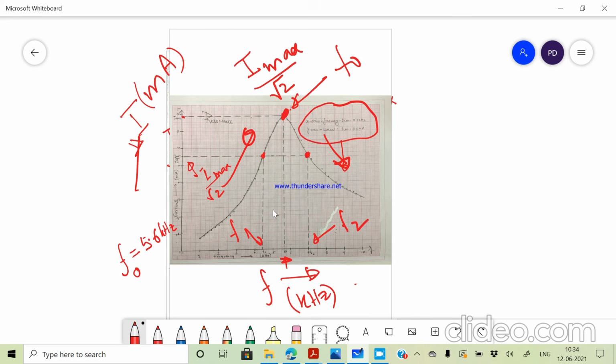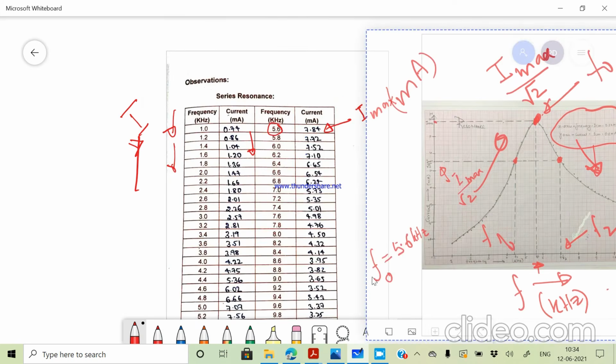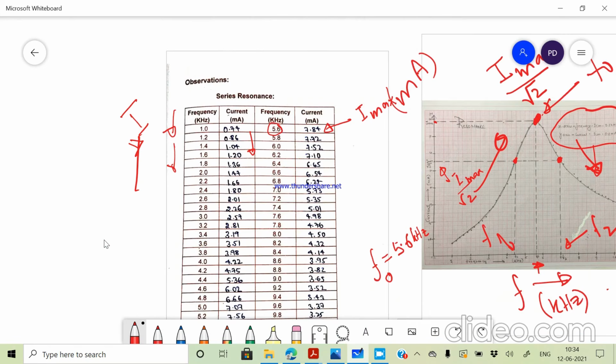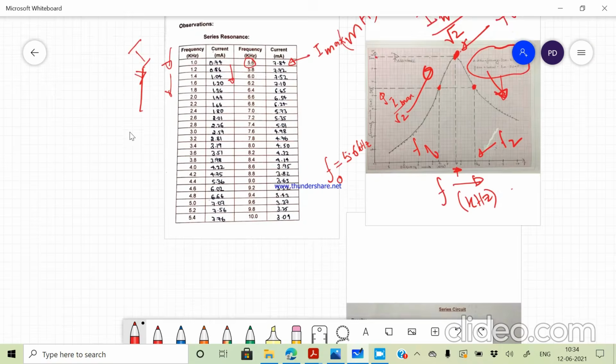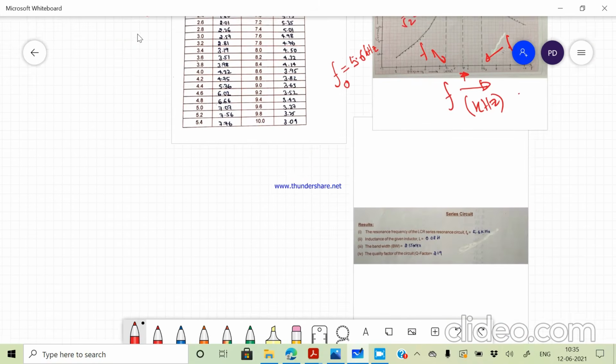Let me explain. I have explained three things: F naught, F1, and F2. F naught is the resonance frequency, and F1 and F2 are the frequencies at which the current becomes I max over root 2. Now we'll have to perform some calculation to find certain parameters.